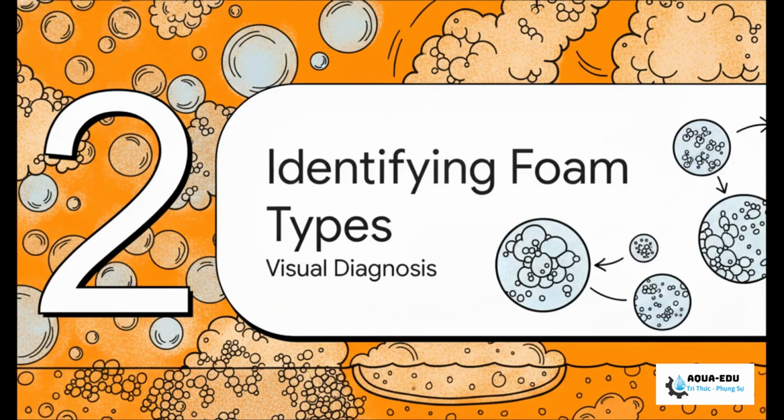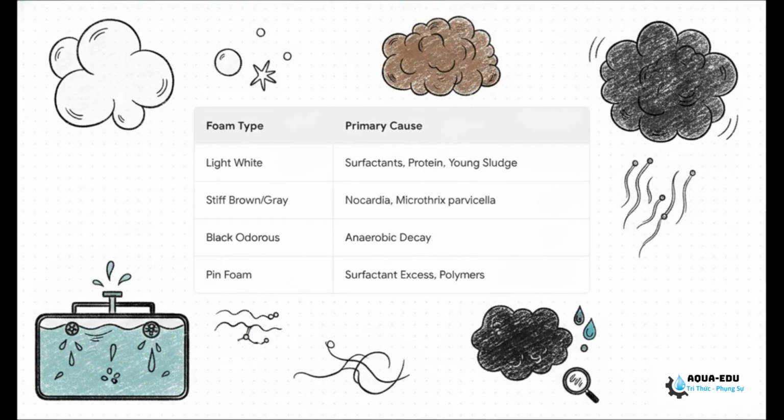Moving on to Section 2, identifying foam types through visual diagnosis. Take a mental screenshot of this breakdown right here, brothers. Matching the exact color and texture of the foam tells you exactly what you're fighting. If it's a light, fluffy white lather that breaks apart pretty easily, well, you're likely dealing with surfactants, high proteins, or just some young sludge.